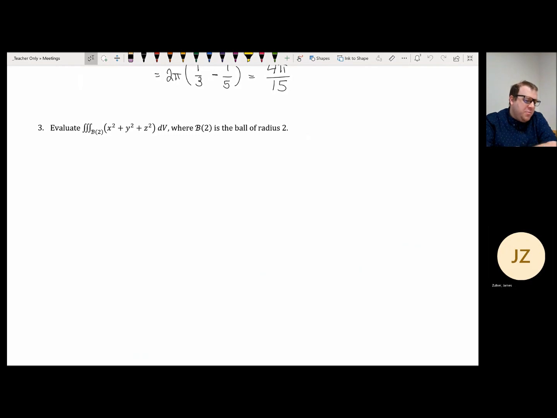We're going to integrate x squared plus y squared plus z squared over the ball of radius 2. Ball of radius 2 is just a sphere of radius 2.